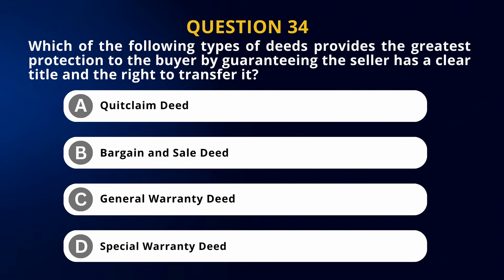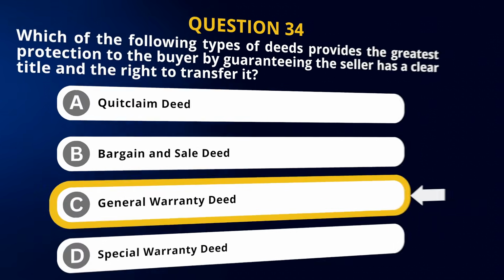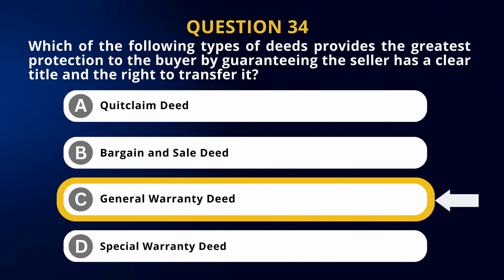Question number 34. Which of the following types of deeds provides the greatest protection to the buyer by guaranteeing that the seller has a clear title and the right to transfer it? Letter A, quitclaim deed. Letter B, bargain and sale deed. Letter C, general warranty deed. Letter D, special warranty deed. And the answer? Letter C, general warranty deed.